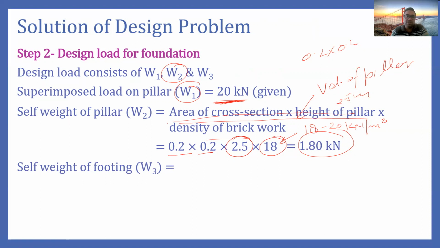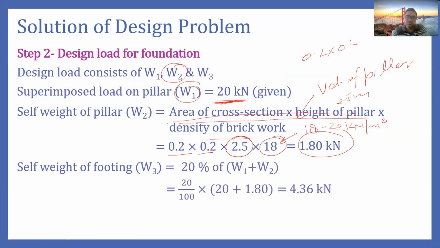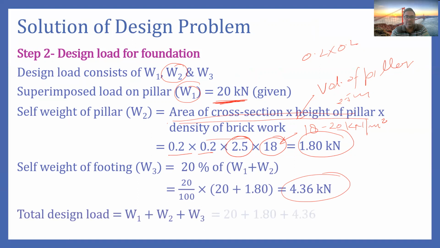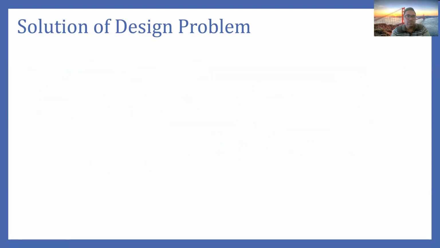and self weight of footing, which is W3, is basically 20% of W1 plus W2. So that is how we can calculate this W3. So W3 becomes 4.36 kilonewton. Now adding these three loads will give us the design load for the foundation, and the design load for foundation becomes 26.16 kilonewton. So that completes our step 2. Now moving to step 3. In step 3, we have to calculate size of footing, and size of footing will be calculated by two criteria.